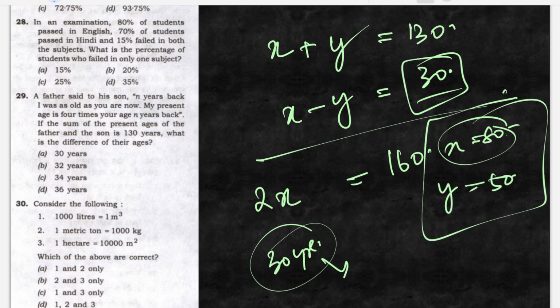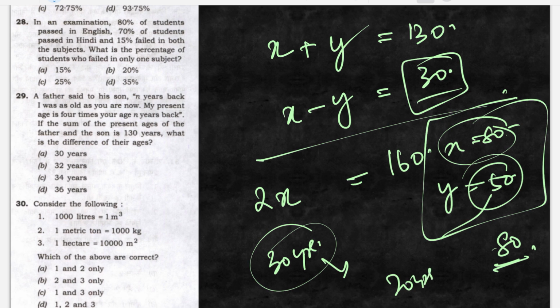It gets solved. My present age is 4 times your age n years back. So his father's present age is 80. He is saying it is 4 times your age n years, 30 years back, right? The son's age as of now is 50. 30 years back, how old would he have been? 20 years. So don't you think 80 is 4 times that of 20? So this combination is fitting all the criteria. I have already got the answer.